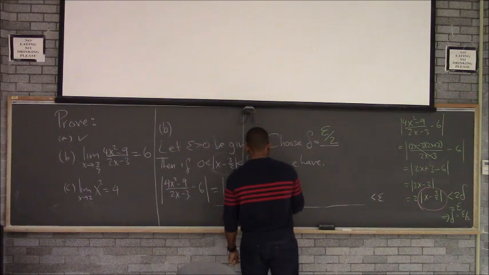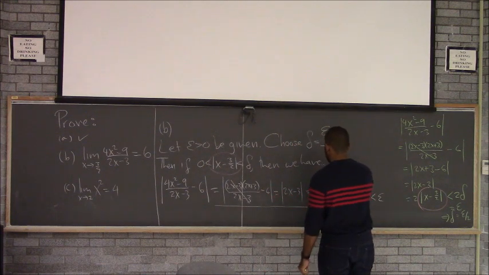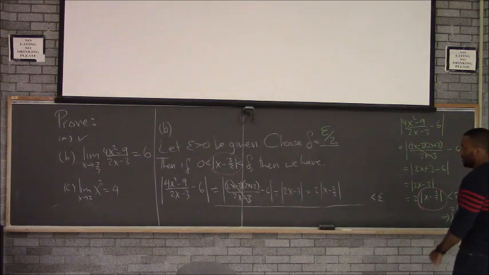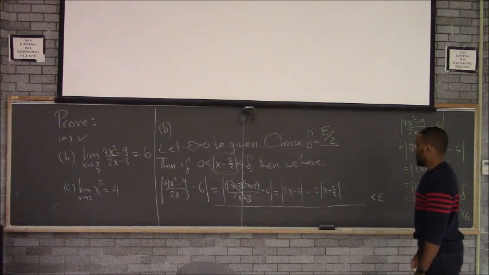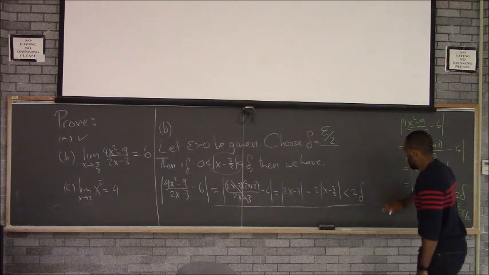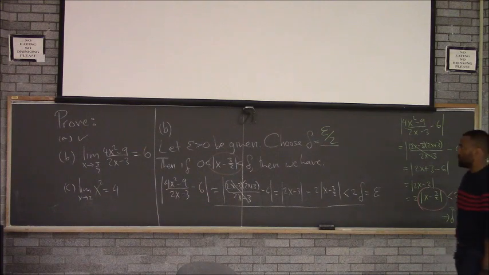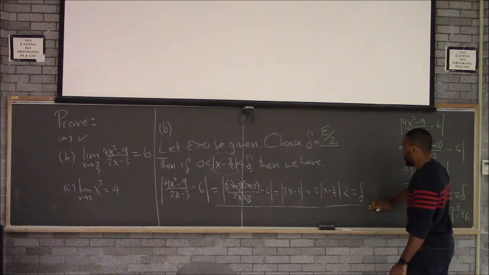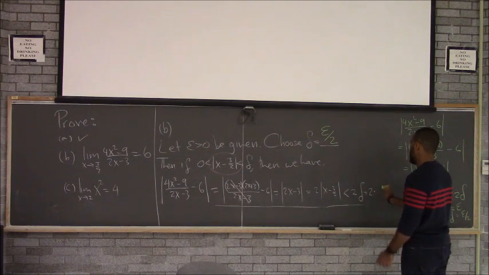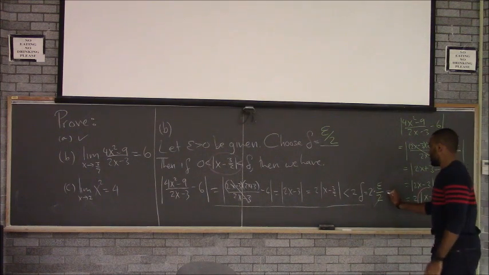So at this point, I'm going to say, okay, I can cancel. That's equal to 2x minus 3. This is equal to 2 times (x minus 3 over 2), and this is less than 2 delta, which is equal to epsilon. And so I can even write it in if you want, which is equal to 2 times epsilon over 2. The 2's are going to cancel. And so I get epsilon.